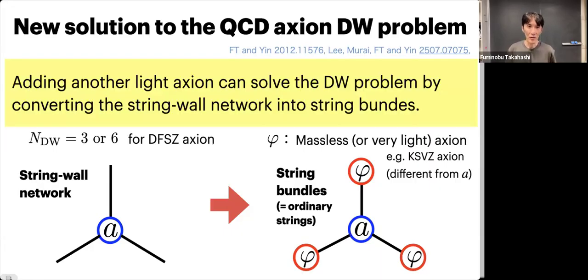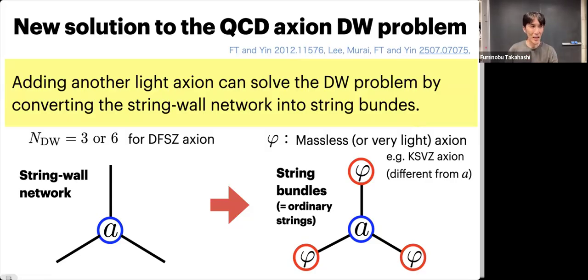Then we can solve this long-standing domain wall problem of the QCD axion. What is more, in contrast to the ordinary solution to the domain wall network, say introducing additional potential bias, in this case strings or string bundles remain stable.